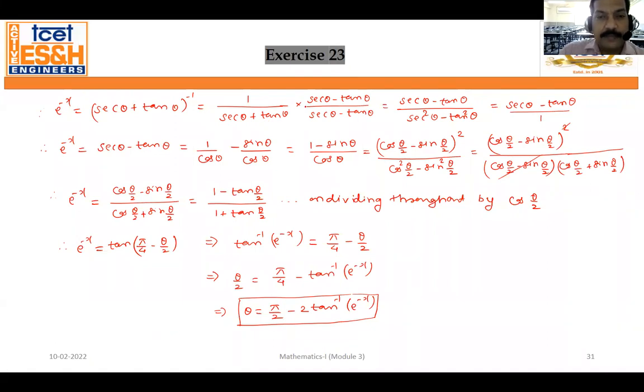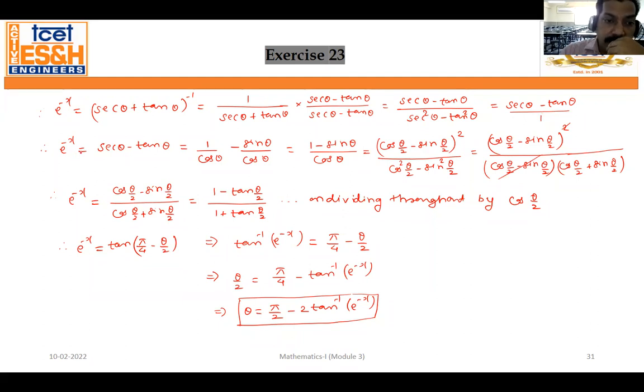Okay, and then by rationalization, I multiplied sec theta minus tan theta in numerator and denominator. I'll get sec theta minus tan theta divided by sec square theta minus tan square theta. Now I know that 1 plus tan square is sec square. So sec square minus tan square is 1. So I'll get sec theta minus tan theta upon 1, meaning e raised to minus x is coming as sec theta minus tan theta. Simple.